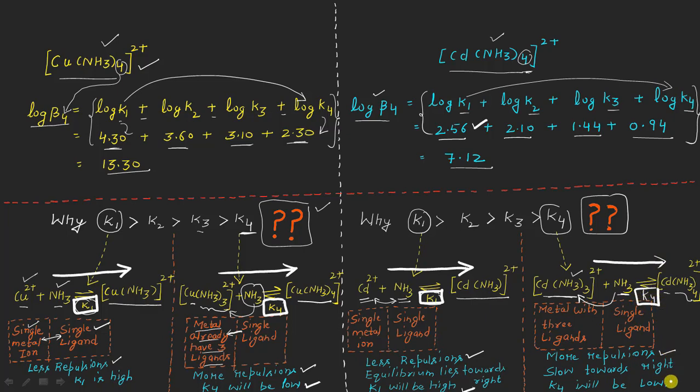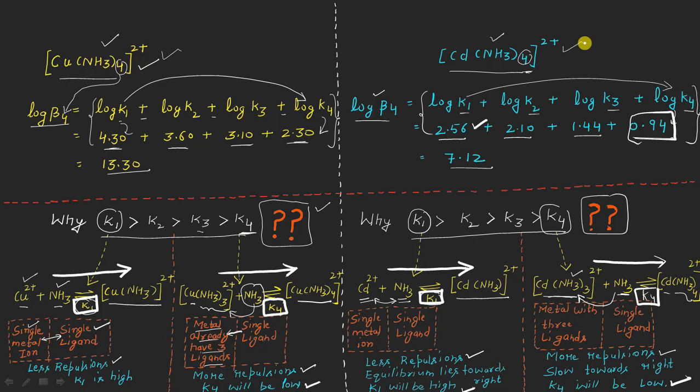The value will be quite low, which you can see here. It is 0.94, right? So this is the reason why we have this type of order here. Whenever the formation of any complex takes place, the K1 actually corresponds to a single metal and a single ligand. At that point, the repulsions are quite low, so the equilibrium shifts very fast towards the right hand side, forming that complex, giving a very high value of K1.